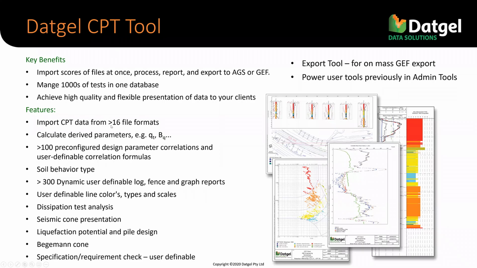So it can import a large number of file formats. In fact, in the last couple of months, we've developed two more. 16 is probably a bit of an understatement anyway. It'll calculate derived parameters, correlations, SBT behavior types. As I've said, it has hundreds of reports predefined, graphs, logs, fences. You can define the colors, so you can define what color you want to use for behavior type one, for example.